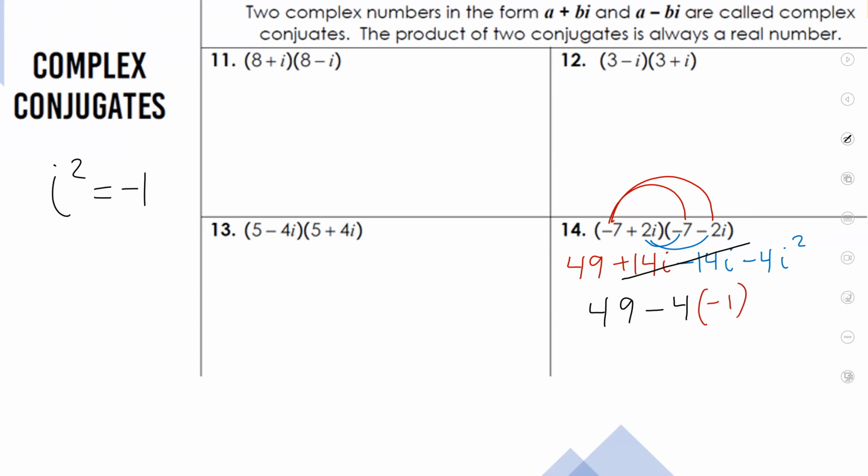Okay, so let's see what we have. 49, and what's negative 4 times negative 1? Positive 4. So my answer is 53. And I got a real number, no imaginary part. Okay? So I will let you guys do the complex conjugate section.